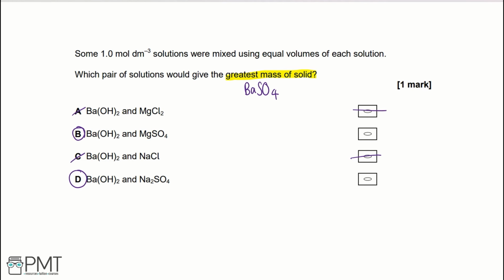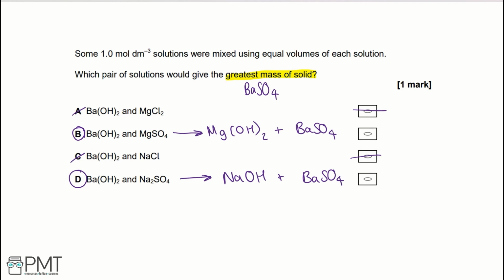So then let's write the equations. So we're going to produce for B magnesium hydroxide, so Mg(OH)2, and barium sulfate. And then for D, we're going to produce sodium hydroxide, so NaOH, and barium sulfate, but we're going to produce 2 sodium hydroxides because we need to balance the equation.